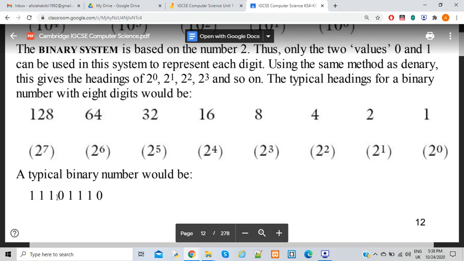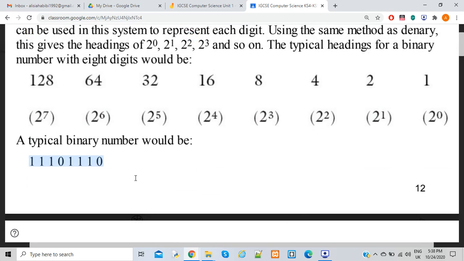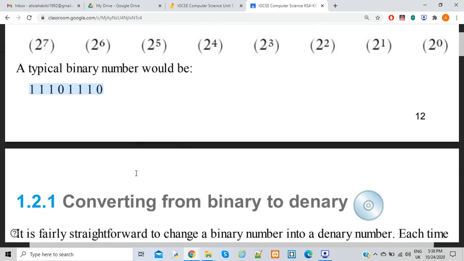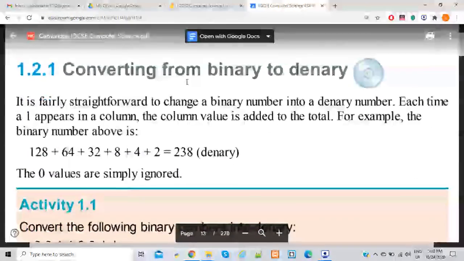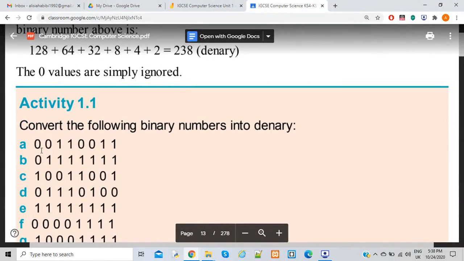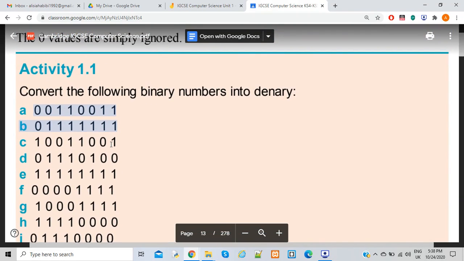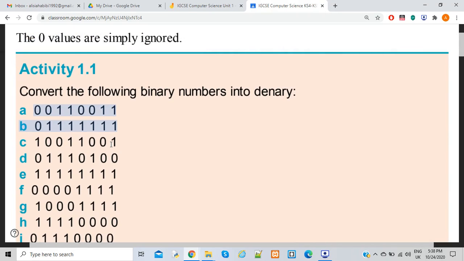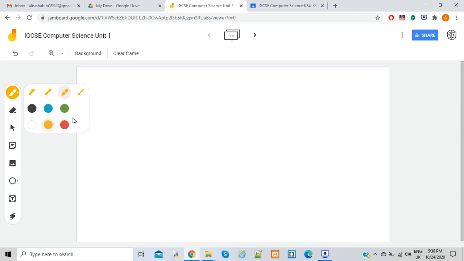So if we had a typical binary number like this and we wanted to convert it into denary, how would that work? That's the question. The first conversion we must understand is how do we convert a binary number into denary? To understand that, we're going to be using this activity 1.1. We're going to be doing 2 examples together from here, and then I'll ask you to do C to J on your own as practice work, if you've understood how the conversions have worked. I'll be using Jamboard to visually explain this because I feel like when I visually explain this, even for my students, they understand much better.